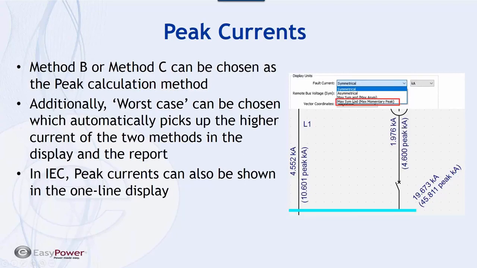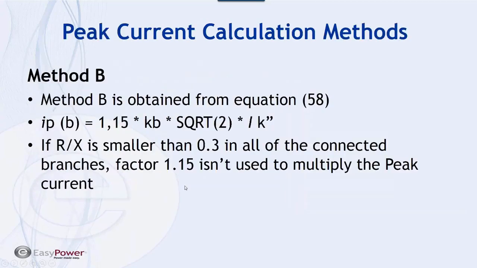And you can also look at the maximum symmetrical and maximum asymmetrical. So if you see parentheses, what it means is that the value within parentheses is the max asymmetrical, or in this case, max peak value. So I move on to method B. Again, I have tried really hard not to go into details, while providing enough so that you would know where this method comes from.